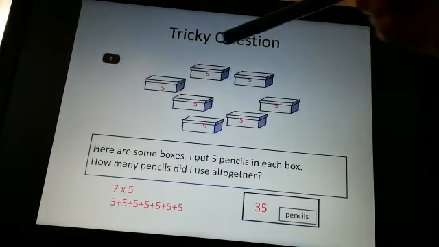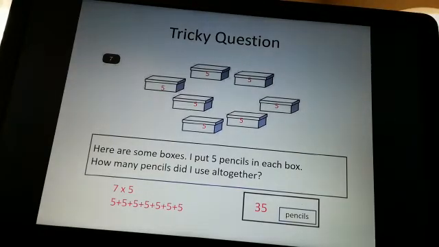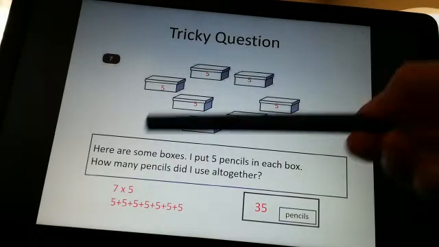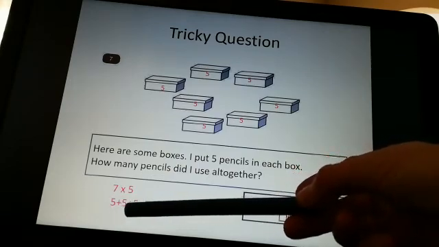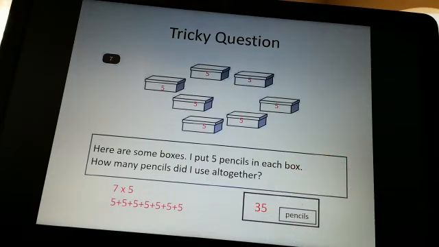So we've got 7 lots of 5, and then we've got 5, add 5, add 5, add 5, add 5, add 5, add 5, because multiplication is just repeated addition. So 7 lots of 5 is 35.